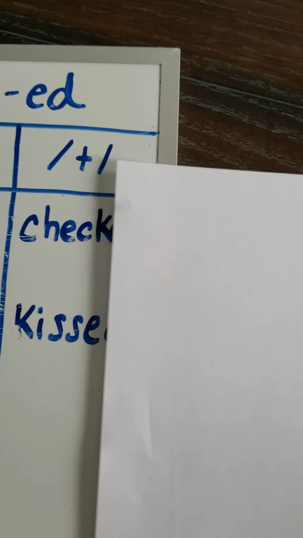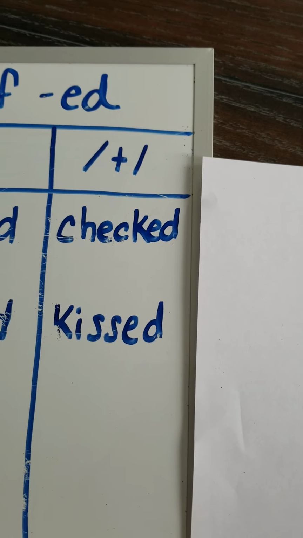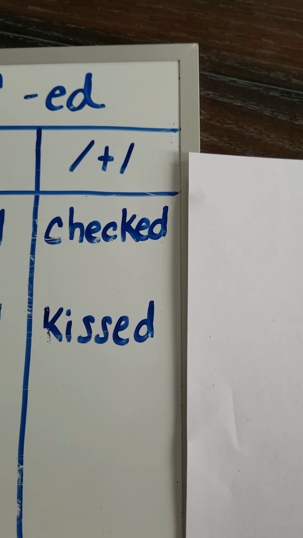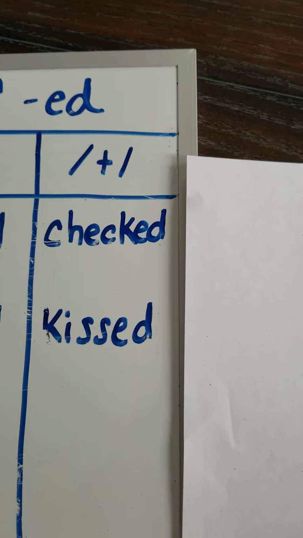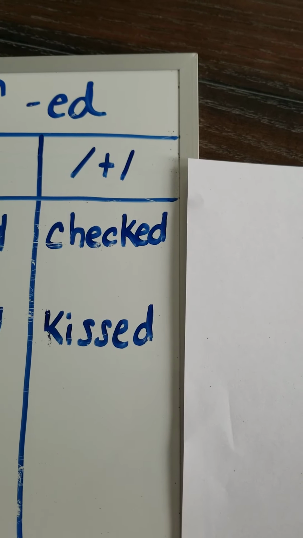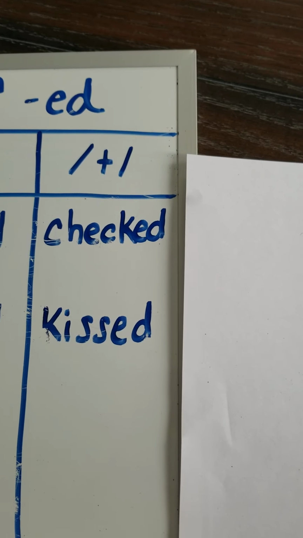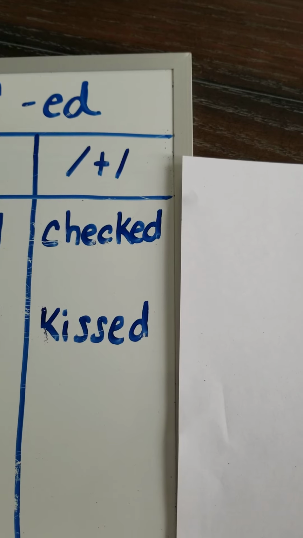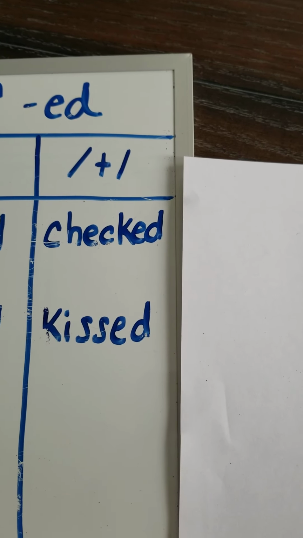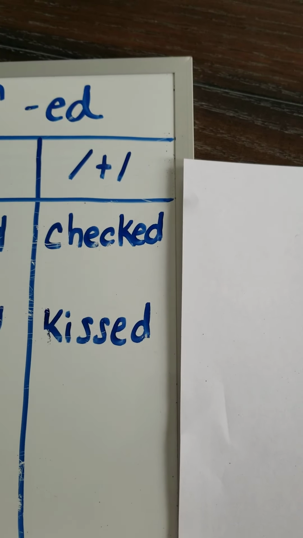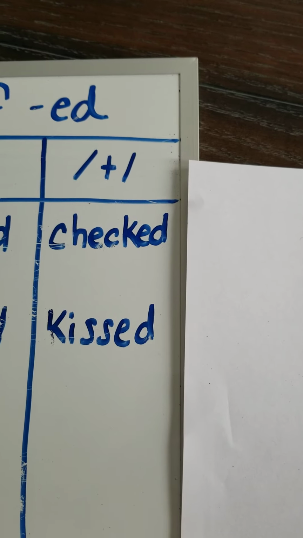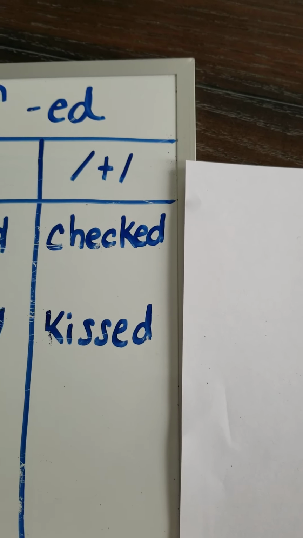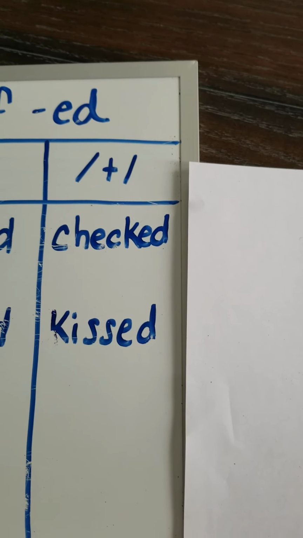Last but not least is our t sound. My first example is the word checked. You can hear that at the end of the word checked, that ed is making the t sound. And the second example is the word kissed. And you can hear at the end of the word kissed, that ed is saying its t sound.